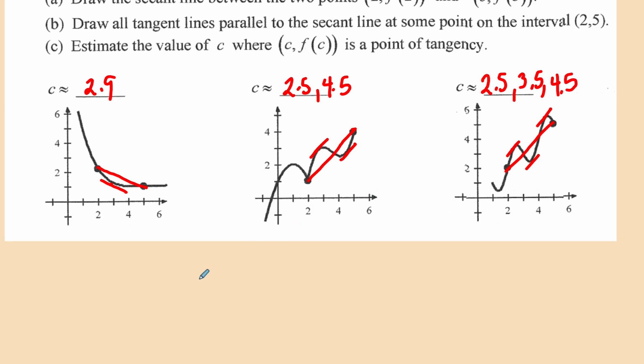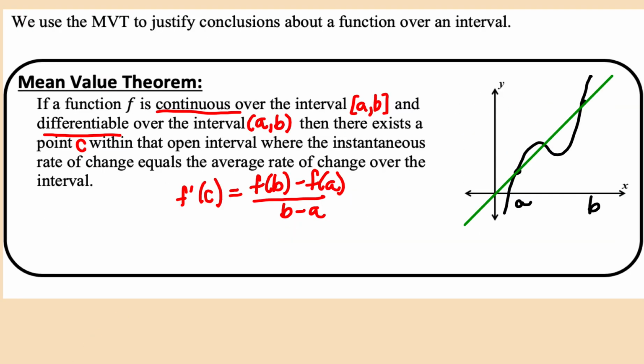All right, so now that we've drawn these, let's talk about the mean value theorem. The mean value theorem says if a function f is continuous over the closed interval and differentiable over the open interval, there exists a point C within the open interval where the instantaneous rate of change equals the average rate of change. So this part right here is the slope of the secant.